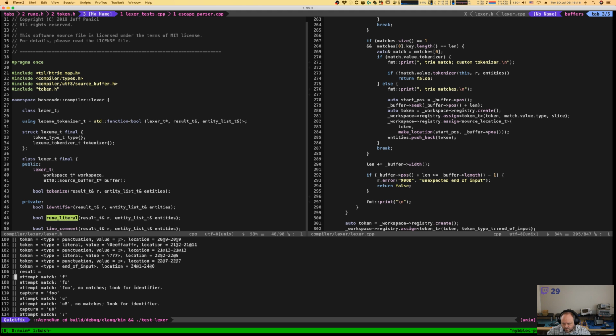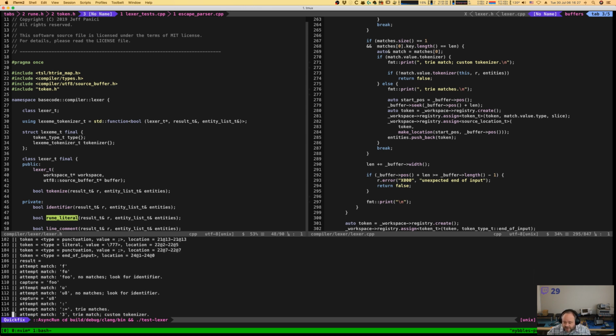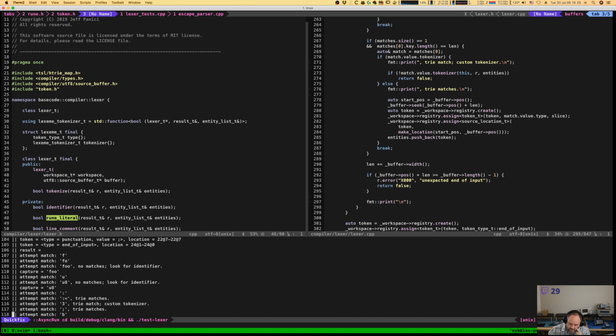Okay, so I'm just trying to figure out what's going on here because we are getting identifiers and it's finding most of them. So our first character is an F, FO, FOO. It's not in the dictionary. We're going to look for an identifier. We found it. U8, not in the dictionary. We looked it up as an identifier. Colon is, so we get that. That's a match.